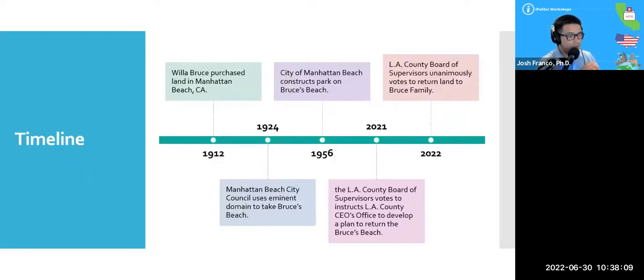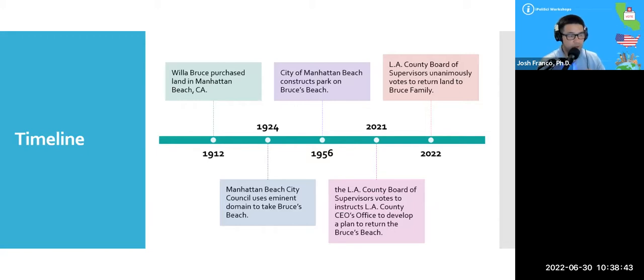Now, the timeline for a series of events that lead us almost over a century later to today. So in 1912, Willa Bruce purchased the land in Manhattan Beach. In 1924, the city council used eminent domain to take Bruce's Beach from the Bruce family. By 1956, 30 years later, the city of Manhattan Beach finally constructed a park, which was their purpose of using eminent domain to take the Bruces' private property.